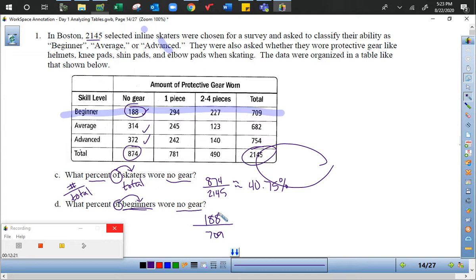Again, type that in. Let's just do 2 decimals like the last time. And that's 26.52%.